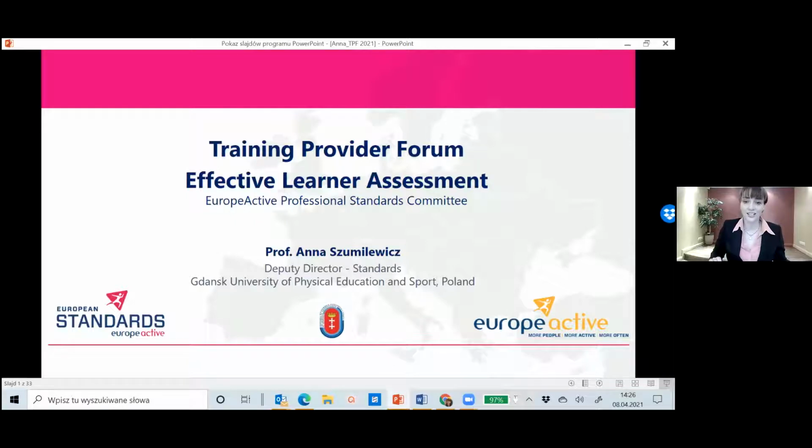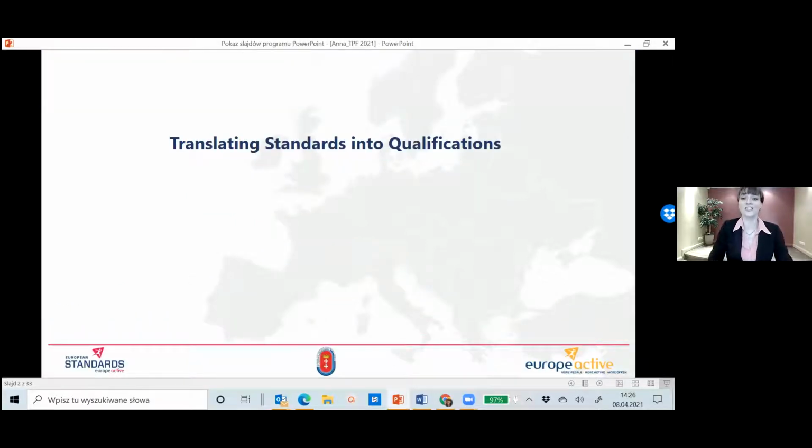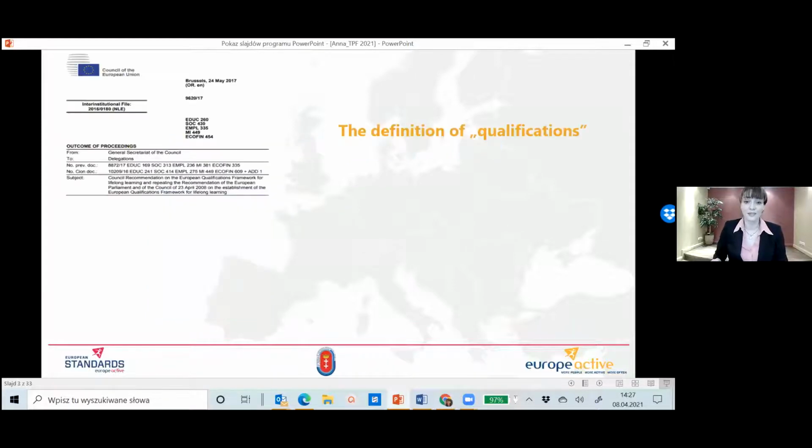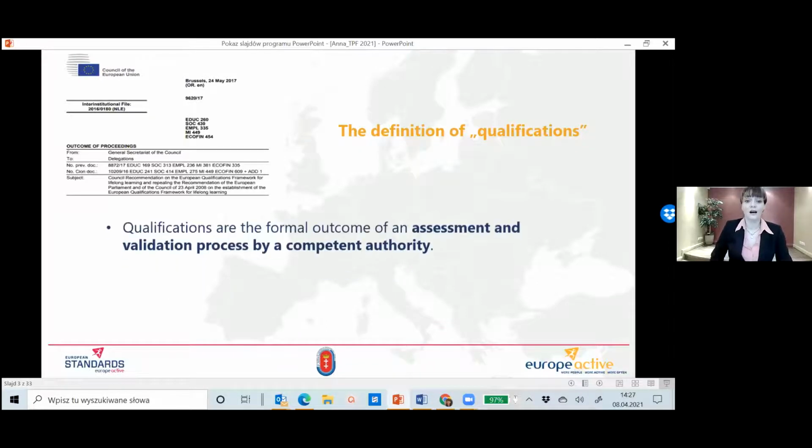In my presentation, I will focus on translating standards into qualifications, and maybe some of you have questions here. Why do we need this change? Is it really necessary to change something that was good enough? And of course, I can reply very quickly: yes, we really need this change if we want to follow the recommendations of the Council of the European Union. If we read the definition of qualification, the definition is really clear.